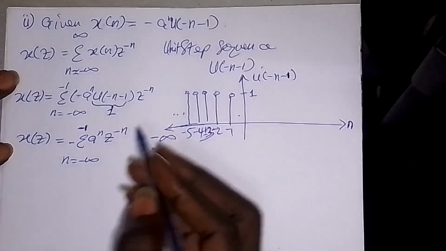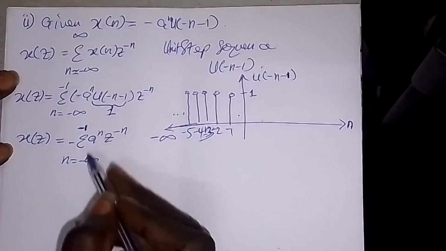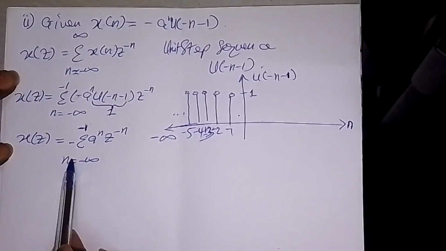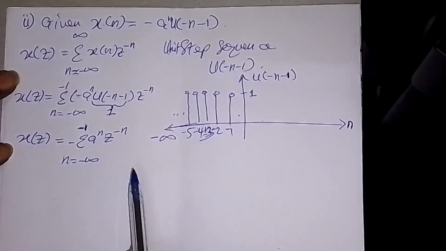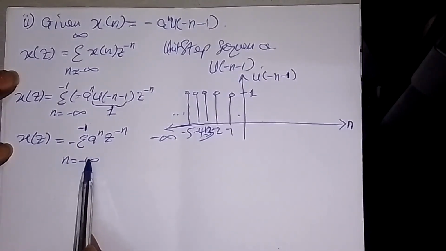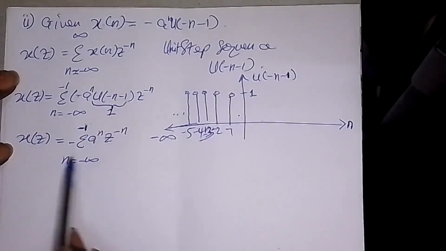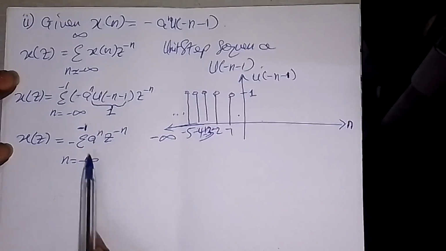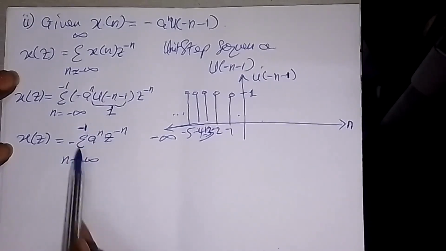But let me try and change my summation so that it will be very easy for me to deal with. Because if I'm going to sum something from infinity, I don't know infinity, so that will be very difficult for me. It's starting from minus infinity to minus 1, and that will be difficult to deal with. So let me change my limit.